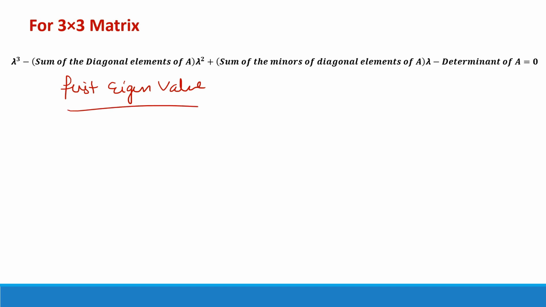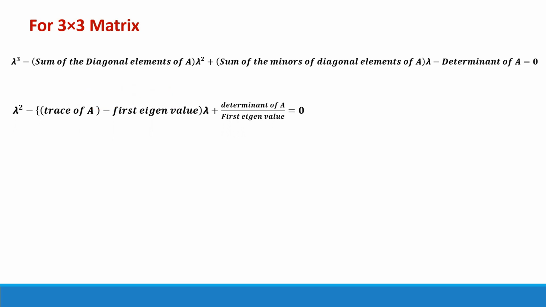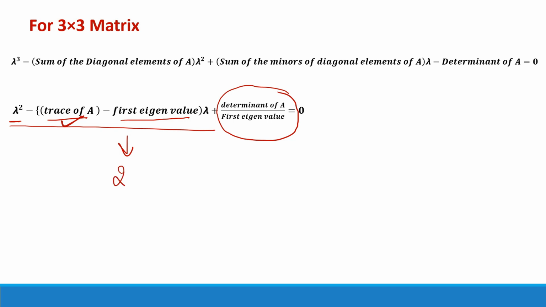But for the other two eigenvalues, we'll use this formula. Here you will write lambda square minus the coefficient of lambda, which is the trace of A, meaning the sum of the diagonal elements of A, minus the first eigenvalue which you get by using the hit and trial method. And the constant term is determinant of A over the first eigenvalue. This is how you will get a quadratic equation, and from this quadratic you will get the remaining two eigenvalues. Because for a 3 cross 3 matrix we have 3 eigenvalues, this is how we'll get the 3 eigenvalues.